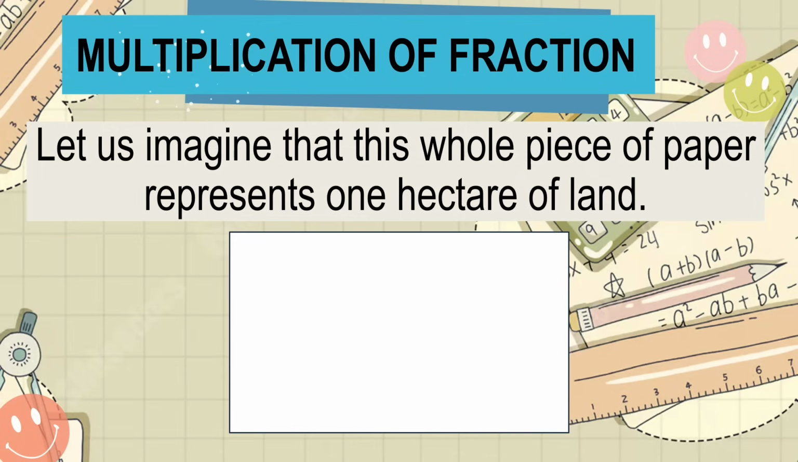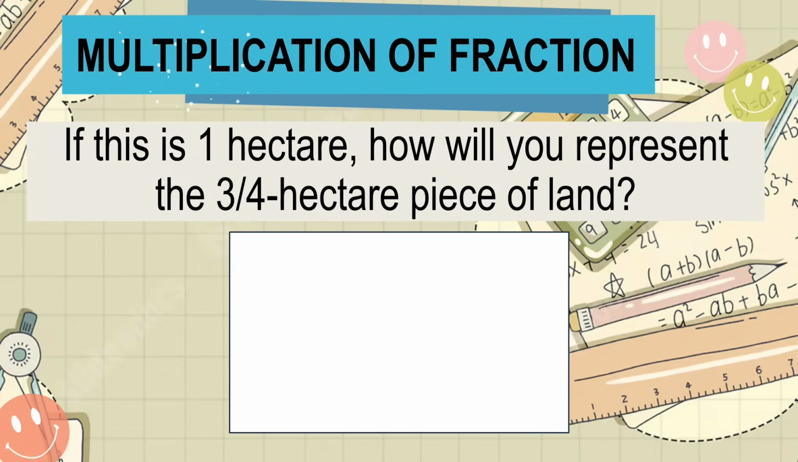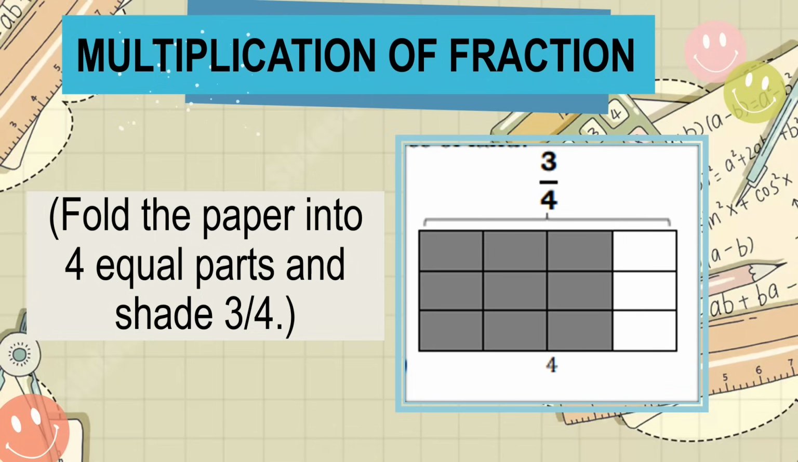Okay, so let us imagine that this whole piece of paper represents 1 hectare of land. So you can have a piece of paper that will represent 1 hectare of land. Okay, so next, if this is 1 hectare, how will you represent the 3/4 hectare piece of land? So what are we going to do? So fold the paper into 4 equal parts and shade 3/4. So what is shown in the picture.